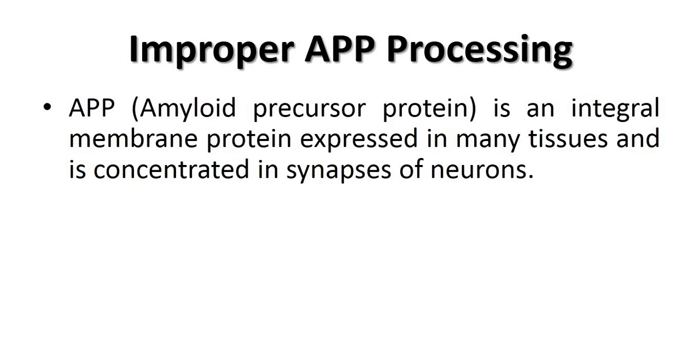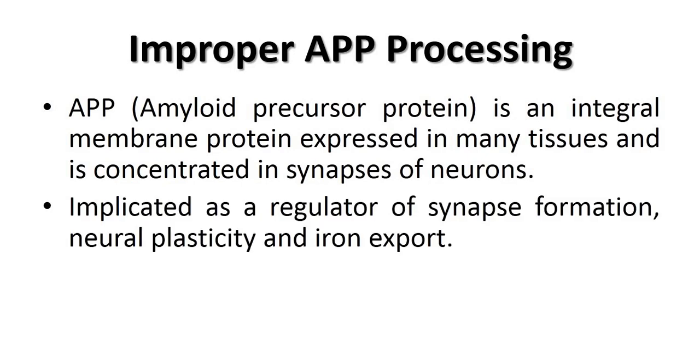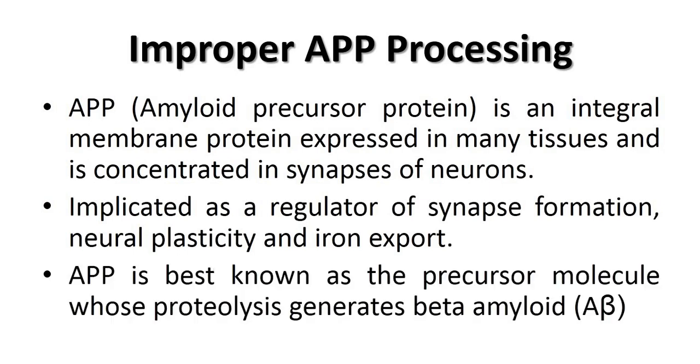APP, amyloid precursor protein, is an integral membrane protein expressed in many tissues, and it is concentrated in synapses of neurons. This protein is implicated as a regulator of synapse formation, neuronal plasticity, and ion export. This protein is also the best known precursor molecule. Why precursor molecule? The proteolysis of this precursor molecule will generate the beta amyloid plaque, that is abbreviated as A beta, that is beta amyloid plaque.